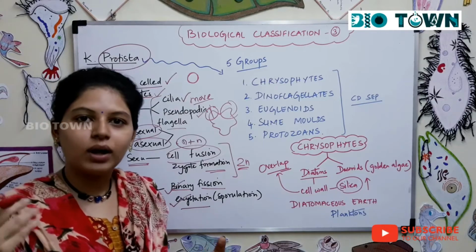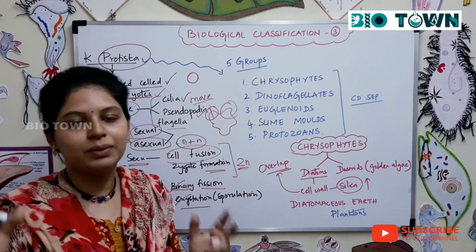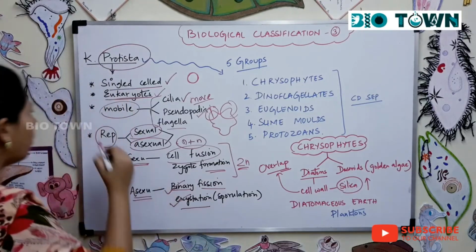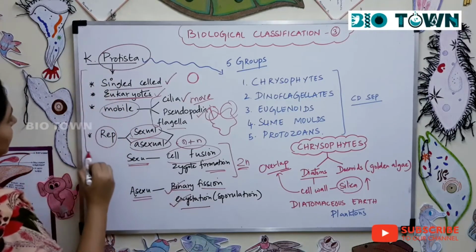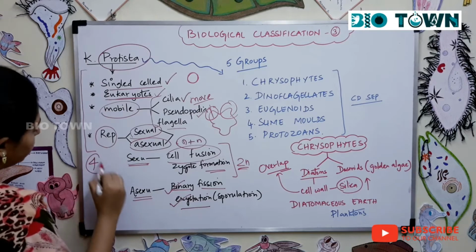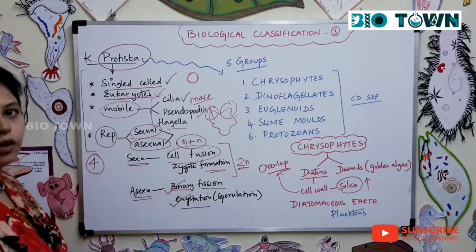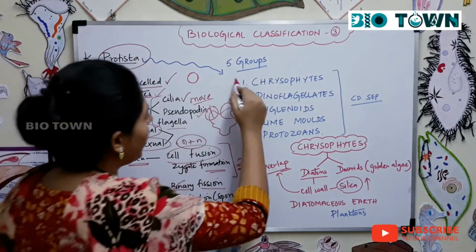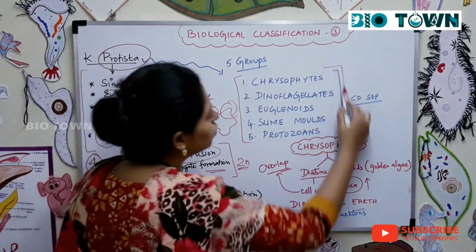So all the smaller organisms of the parent cell have been detached. Alright, so that is all about the characteristic features. So we saw four important characteristic features of the kingdom Protista. Now kingdom Protista has five important groups.